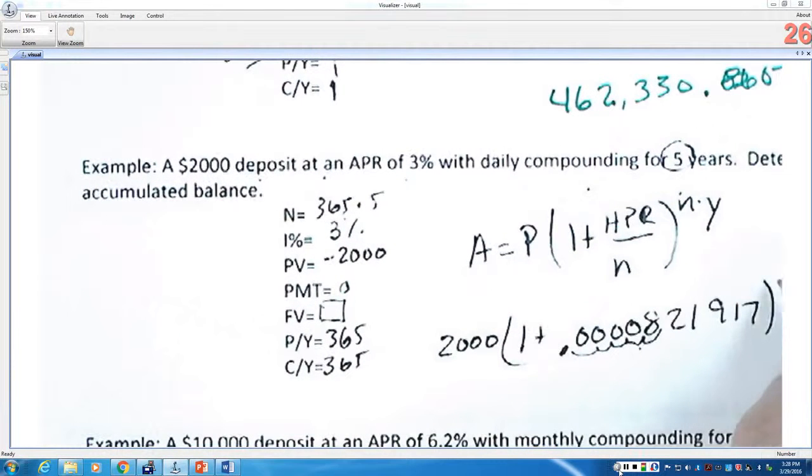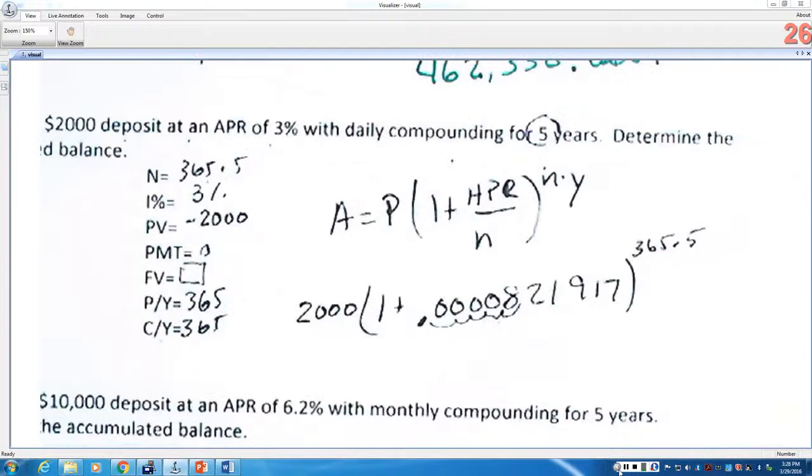Now that's going to be raised to the power of the compounding, which was 365 times the 5 years. So we're going to calculate that. Okay, now I'm going to calculate this first, and then I'm going to multiply by 2000.